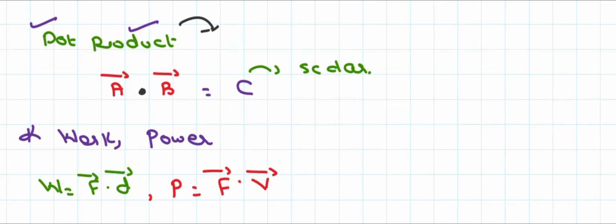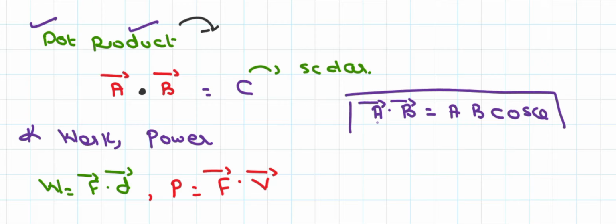Now, the basic formula of dot product is A dot B equal to AB cos theta. A is a vector, B is a vector. And this A and this B are nothing but the magnitudes of those particular vectors. And the theta present here is basically the angle between the A vector and the B vector, and it is nothing but the mutual angle.